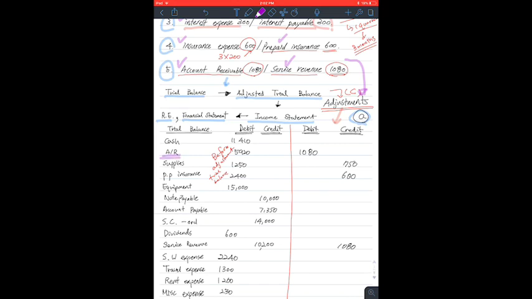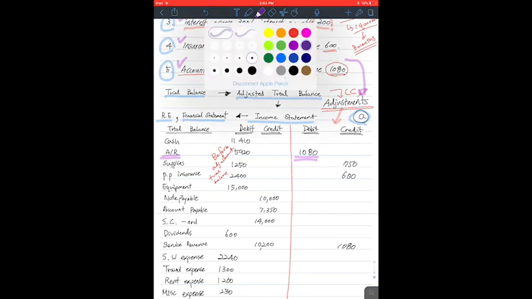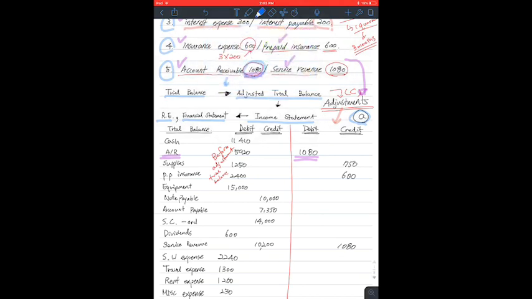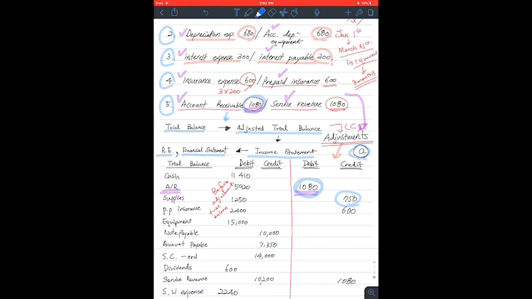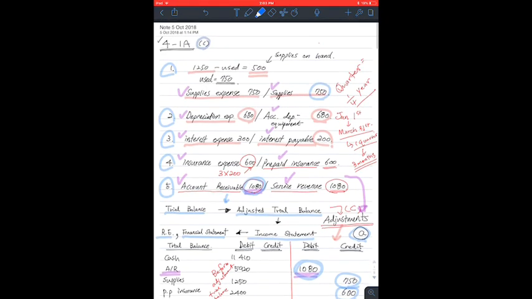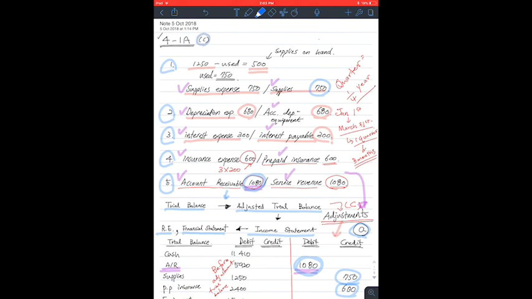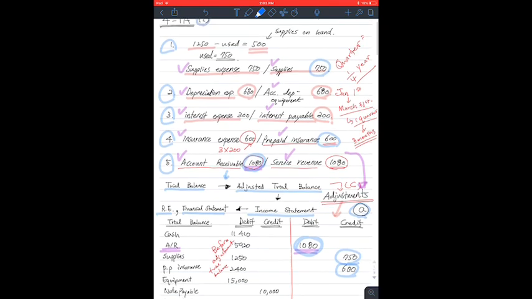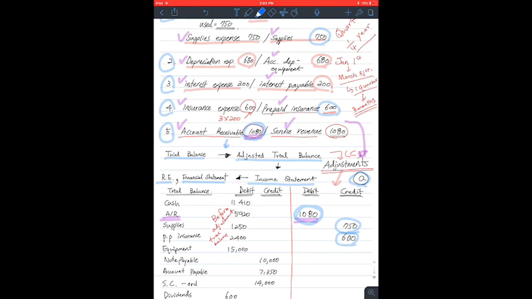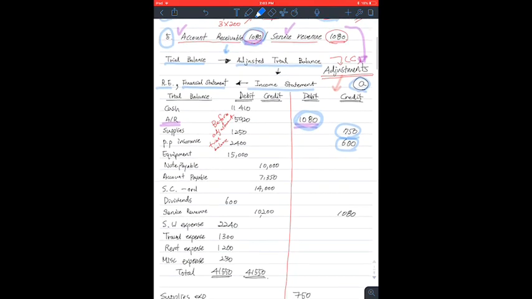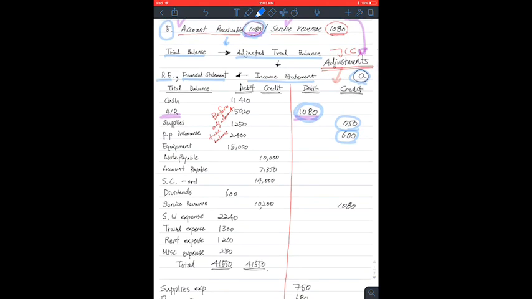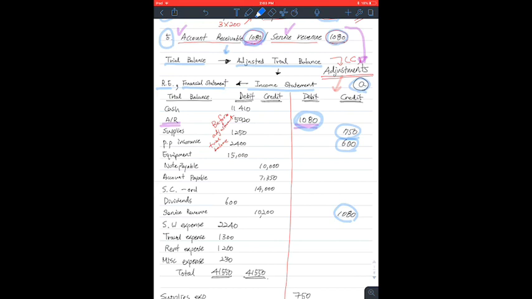So accounts receivable, you have to make an adjustment, you have to increase the accounts receivable debit by 1080, right? So debit 1080. Supplies 750. Prepaid insurance 600. Basically you have to do everything just like this. In the adjustment section of your worksheet, you just write down the adjustment entries that you did before. So service revenue 1080 on the credit side.